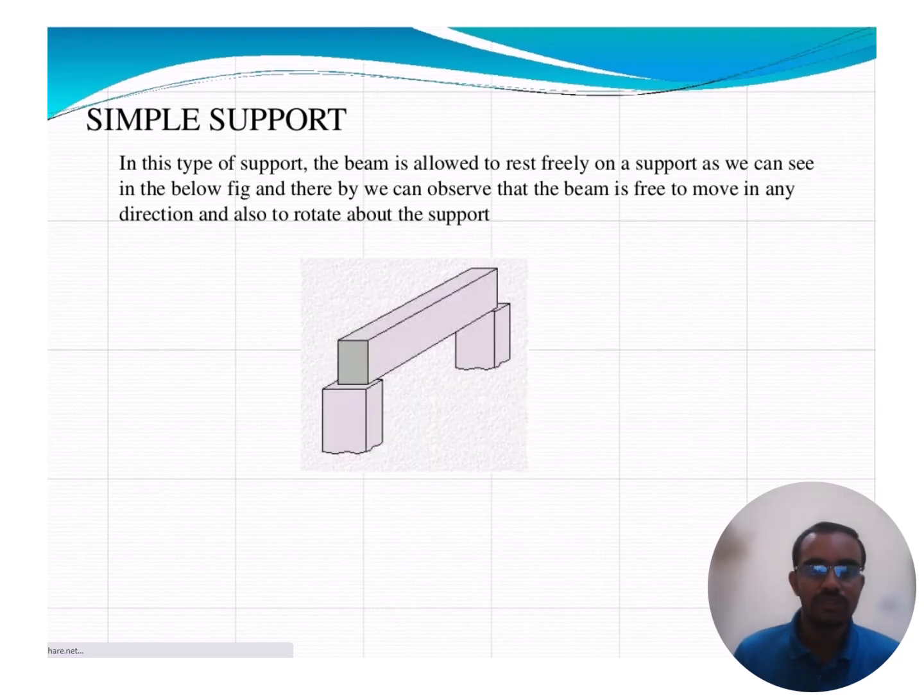Then there is the simply supported beam. As the name says, it freely rests over the support. These beams are just placed above the supports. That's the thing. And it is free to move in any direction. This beam can move horizontally and vertically, and rotational movement also takes place here. That is the main thing in simply supported beams. Look here, these beams are just placed over a support.